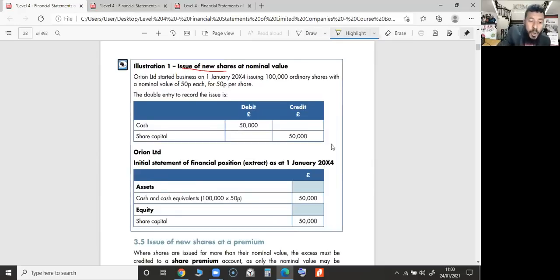Stay focused, everybody. Orient Limited started a business on 1st of January 2014, issuing 100,000 ordinary shares with a nominal value of 50p each, for 50p per share. Very simple, straightforward question. 100,000 shares they issued, each is worth 50p. So by issuing 100,000 shares, how much money do you receive? Times by 0.5, don't you? And you received £50,000. That's why your cash or bank goes up, debit, and share capital is also up, but capital is credit.